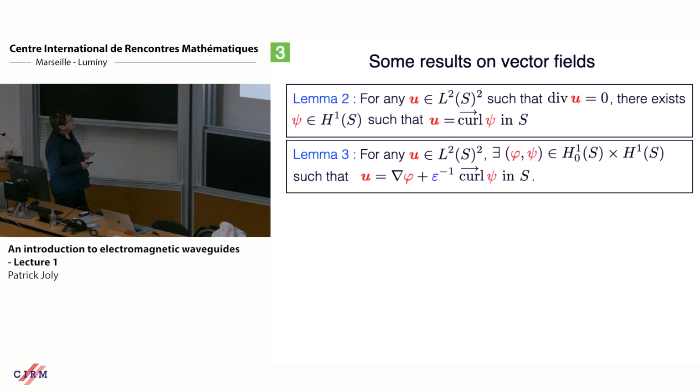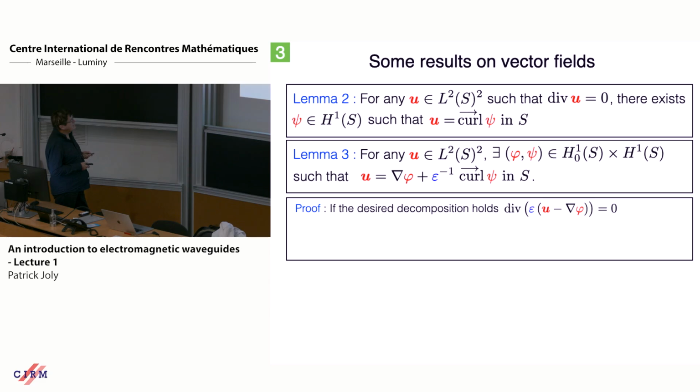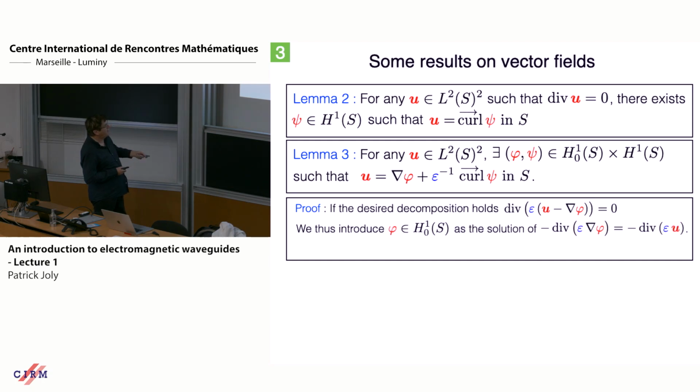Okay. So from this, you define the decomposition lemma. The proof this time is easy, because first you assume that any U can be expanded like that. So if it is true, you see that epsilon U minus grad phi is a curl, so its divergence is 0. So it means that necessarily phi, if it exists, must be a solution of this Dirichlet problem.